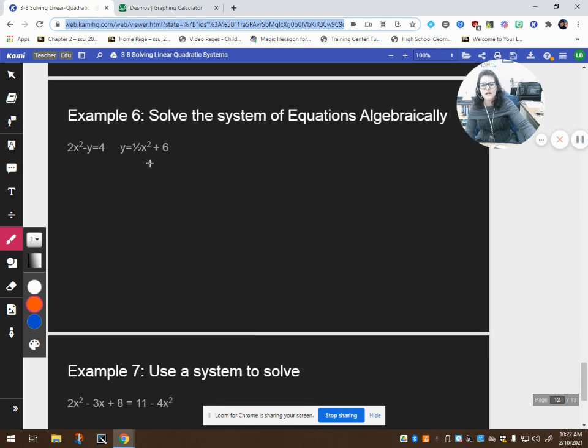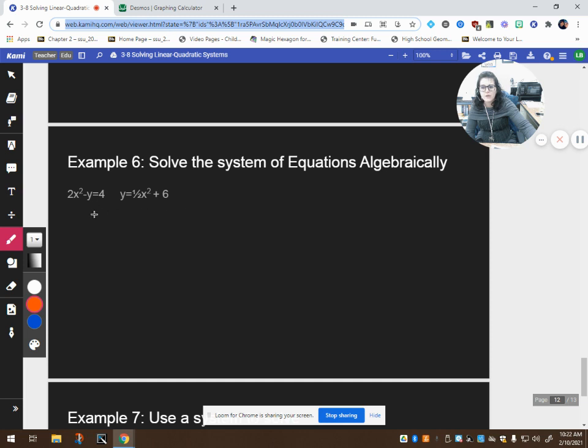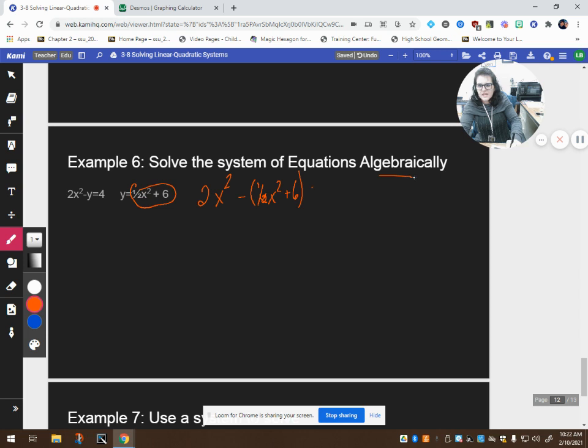Okay, example 6. Again, we're solving a system of equations. We have two parabolas this time. It says to do it algebraically. Looking at this, I'm thinking, all right, this is set up for substitution. I have y equal to this value. So I'm going to plug it in: 2x squared minus, in place of y, 1/2 x squared plus 6, and that is equal to 4. Now notice I put it in parentheses so that I distribute this negative to both terms. So 2x squared minus 1/2 x squared minus 6 equals 4.